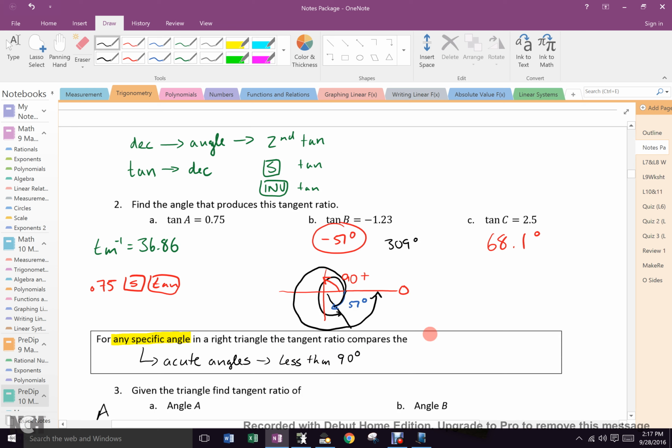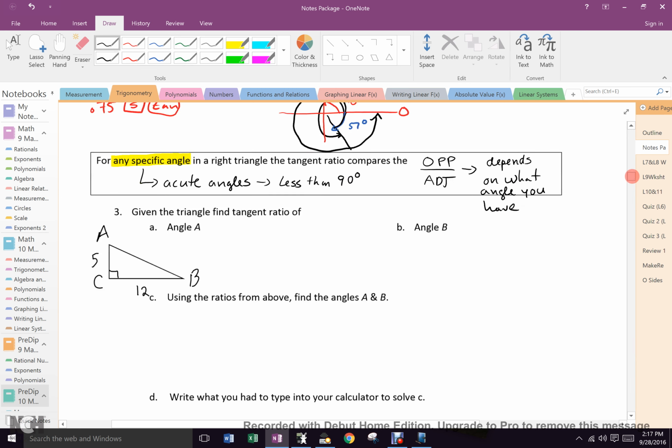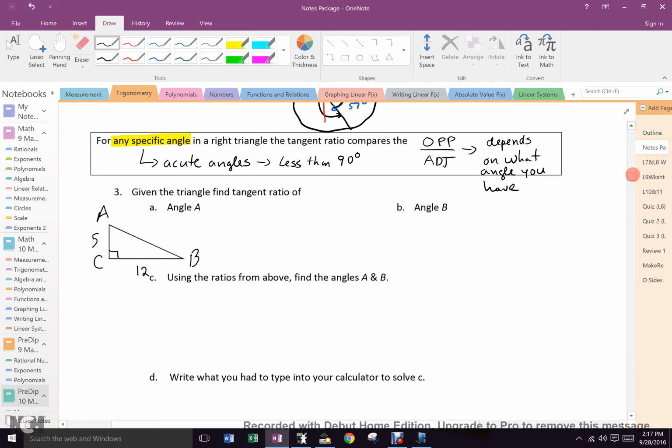The tangent ratio compares the opposite to the adjacent. How do you decide what's opposite and what's adjacent? It depends on what angle you have. And this is where trig causes trouble for kids. Okay? Did this triangle draw on your guys' paper? Do you have ABC here? Yes? Okay.